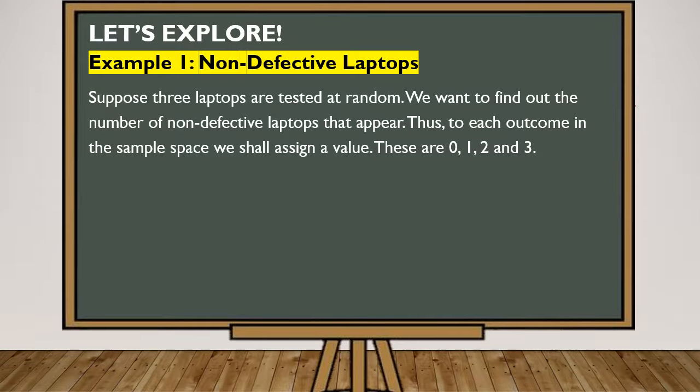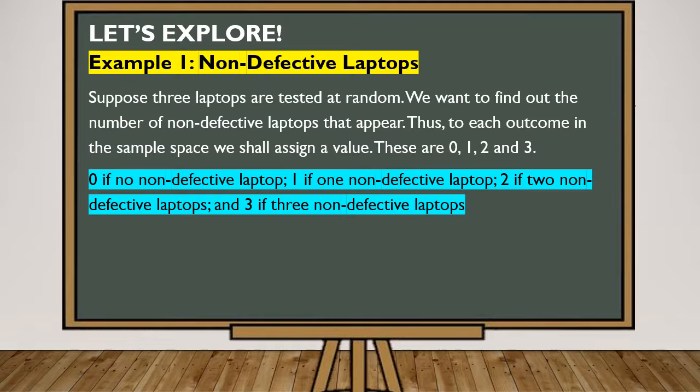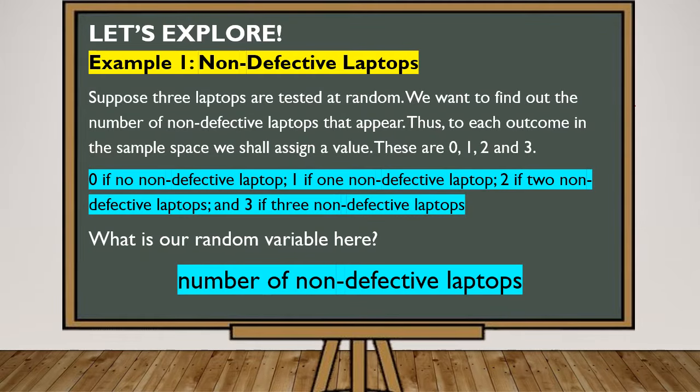Why 0, 1, 2, and 3? 0 if you do not find any non-defective laptop. 1 if from 3 laptops there is 1 non-defective. 2 if from 3 laptops there are 2 non-defective. And 3 if all of the 3 laptops are non-defective. So what is our random variable here? What do you think is the random variable? Of course, it is the number of non-defective laptops.